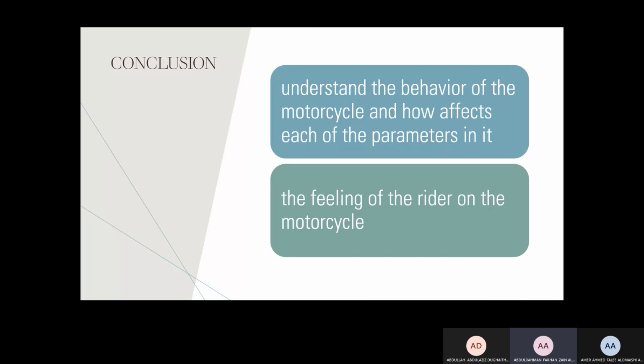In conclusion, finally, we can understand the behavior of the motorcycle and how each of the parameters affects it. Also, the feeling of the rider on the motorcycle depends on the force that the rider must apply on the handlebar to take the desired path. Also, we did understand how the motorcycle frame and geometry matter.